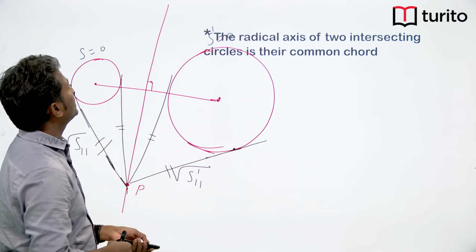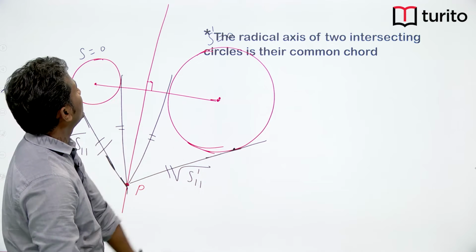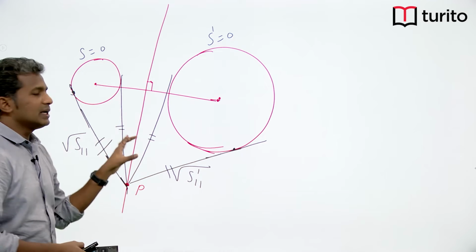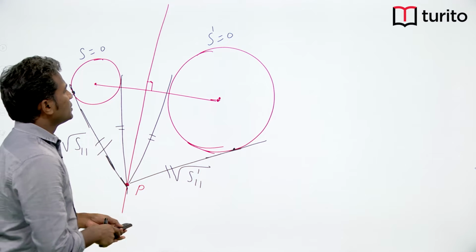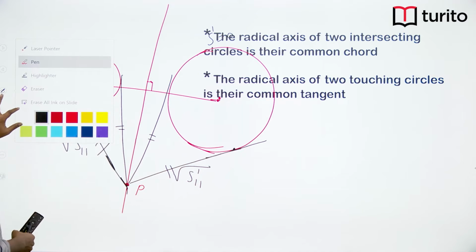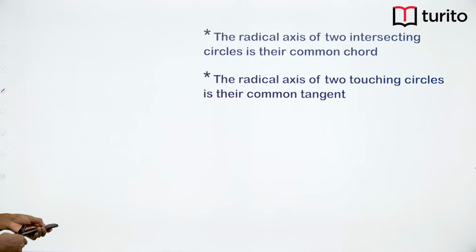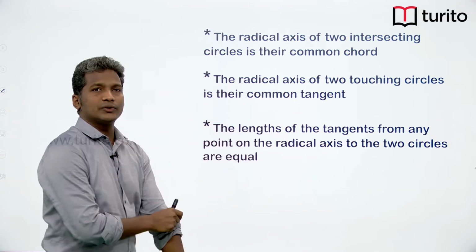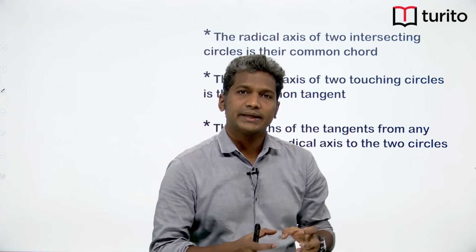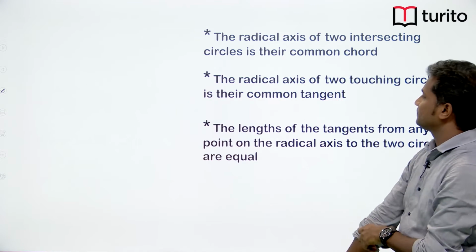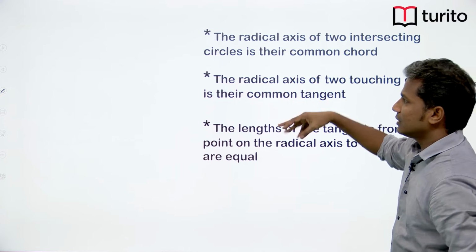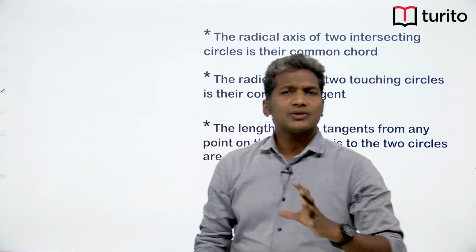So, if we observe some points, the radical axis of two intersecting circles is their common chord. This we will observe a little later. Till here I hope it is clear. Now, let us take a few cases. Here, what happens to the radical axis if the circles are intersecting, if the circles are touching, or what happens to the lengths of the tangents. These are three important points which will help us in solving problems.